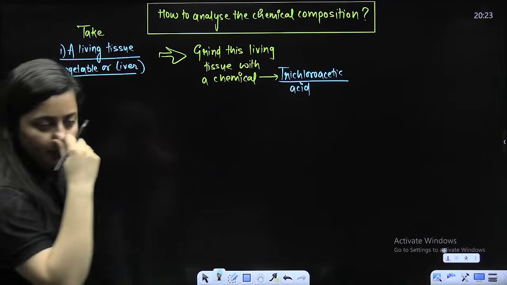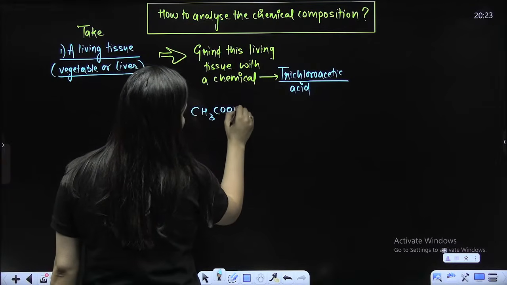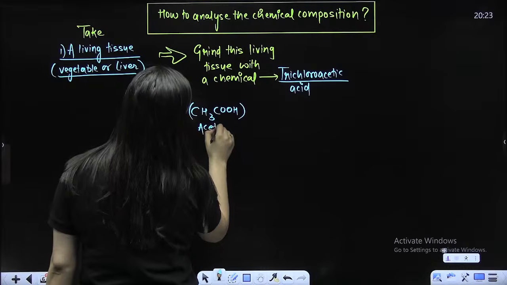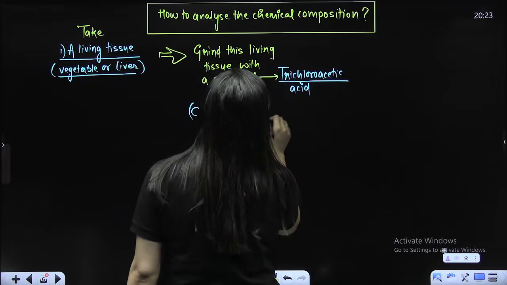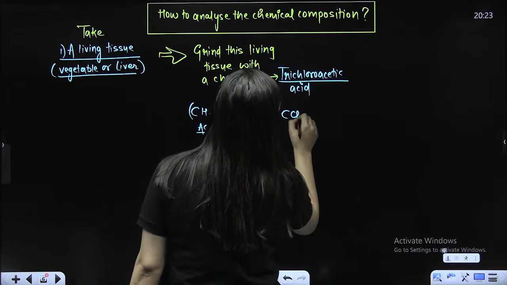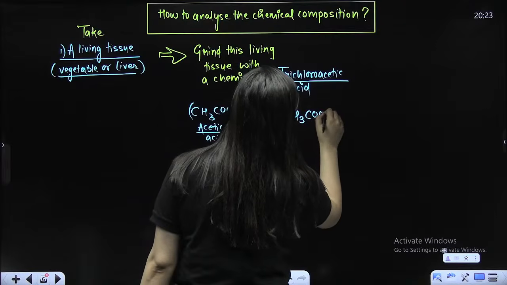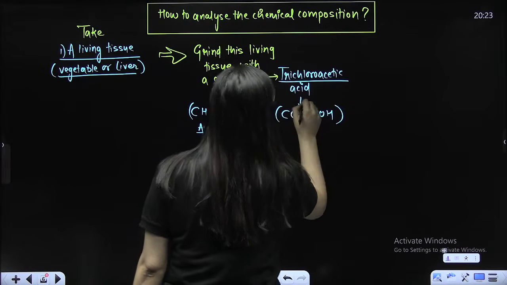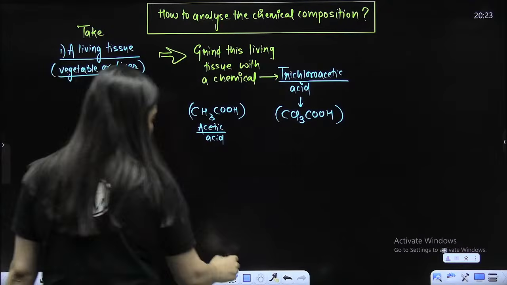It's a very simple way to remember this. The acetic acid formula is CH3COOH. That is the acetic acid. Now trichloro, tri means three, three chlorines. So CCl3COOH is your trichloroacetic acid. Obviously, from acetic acid you are getting trichloroacetic acid. So this is the formula.